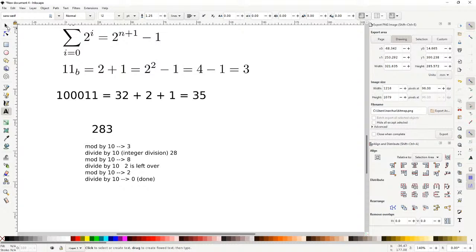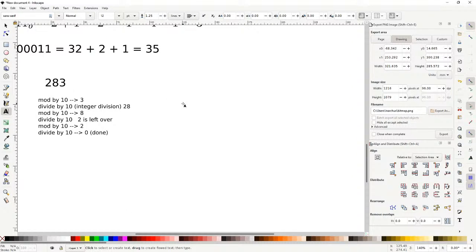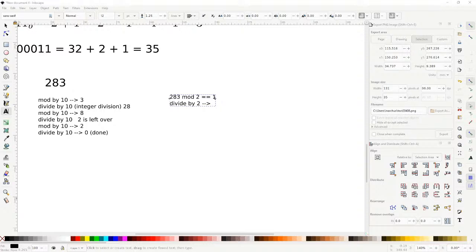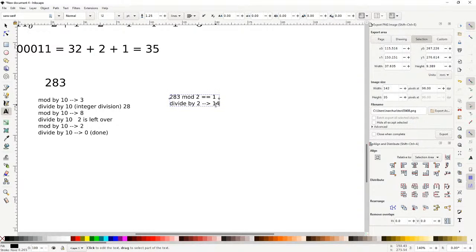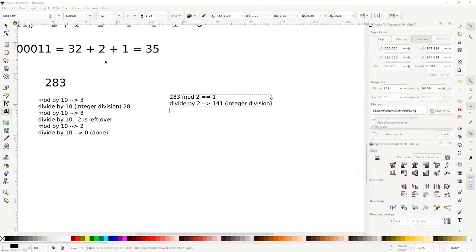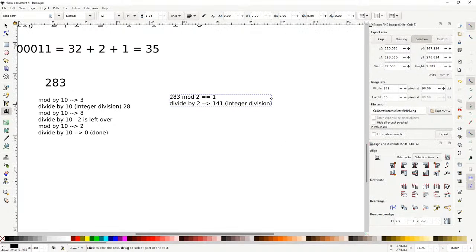So to convert it to binary, you do the same thing, except instead of dividing by 10 and modding by 10, you mod by 2. So for instance here, 283 mod 2 is equal to 1. And then we divide by 2. When we divide 283 by 2, what do we get? It's 141. Remember, this is integer division, so we ignore the remainder. Actually it's 141.5, but we just keep 141. Okay, so then we do the same thing. 141 mod 2 is equal to 1. 141 divided by 2 is equal to 70.